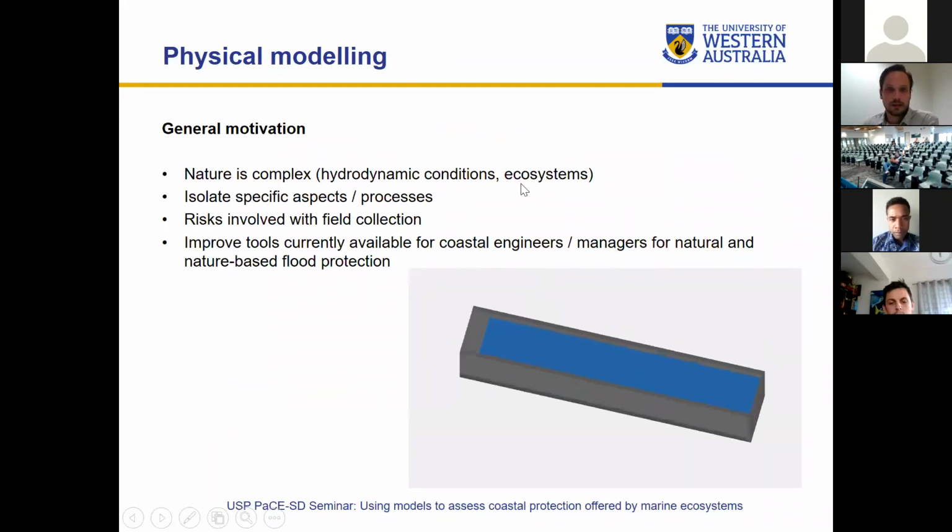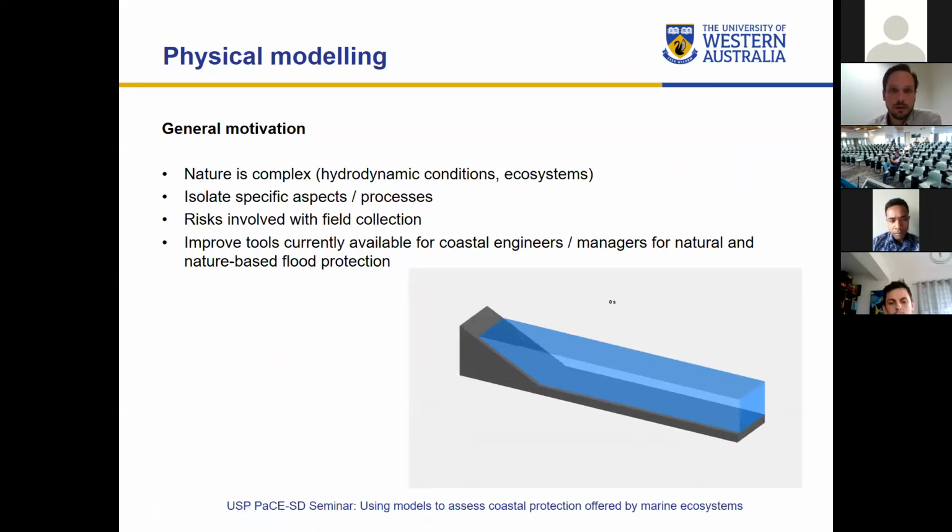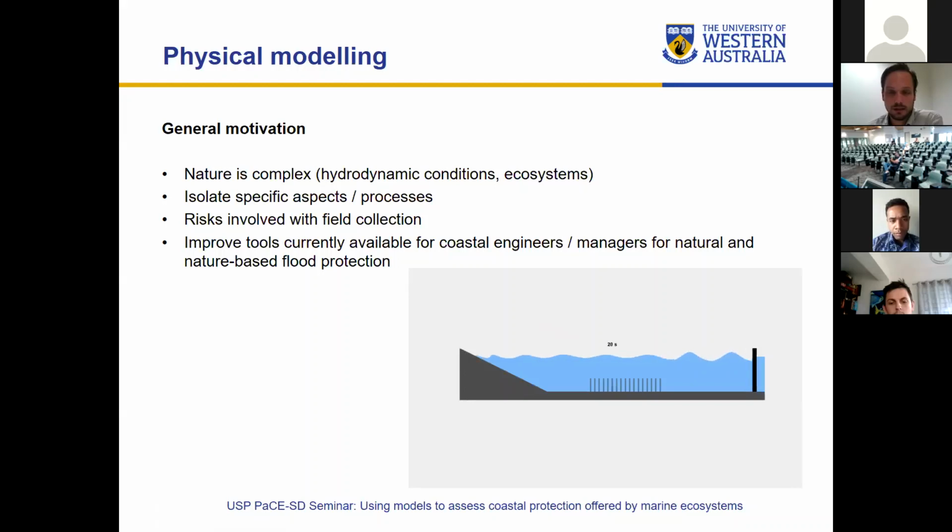So then a bit about physical modeling. What we do quite a bit here at UWA is using wave flumes, and then put some sort of ecosystem or some representation of an ecosystem in this wave flume, and then study how it interacts with the waves. And that is the main reason why we do that in the lab. It gives us a lot of freedom to select particular wave conditions, for example.